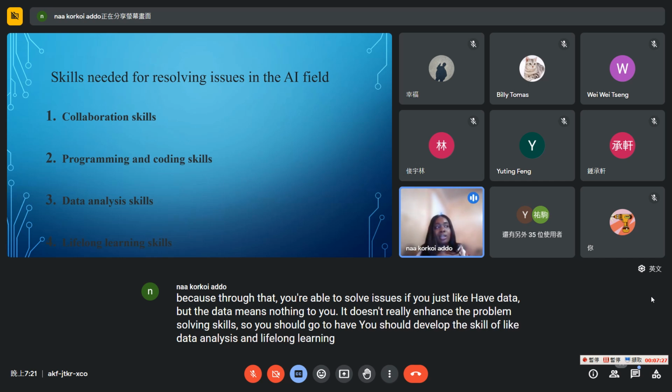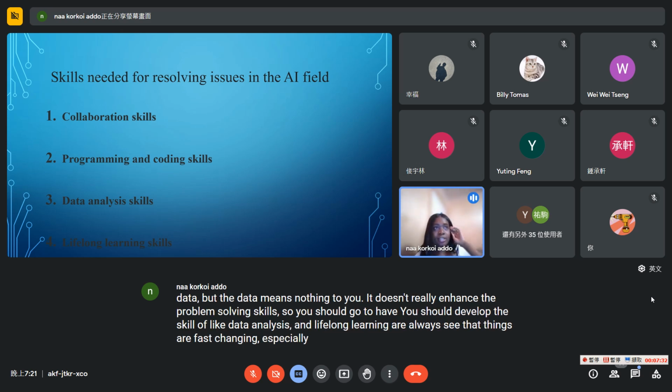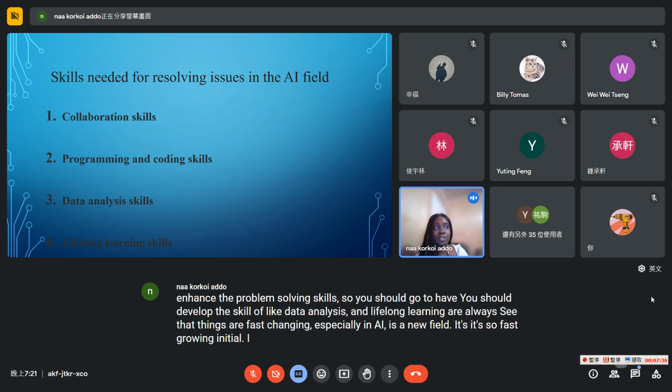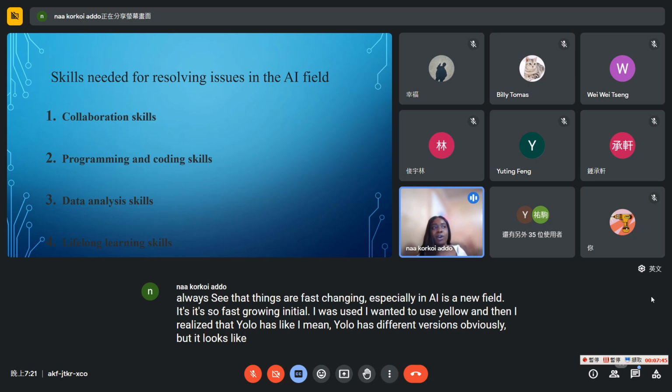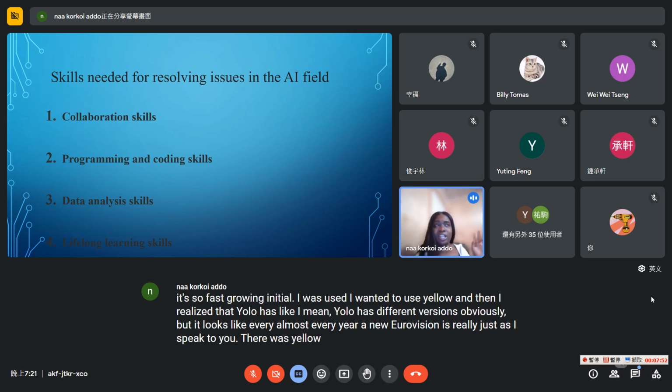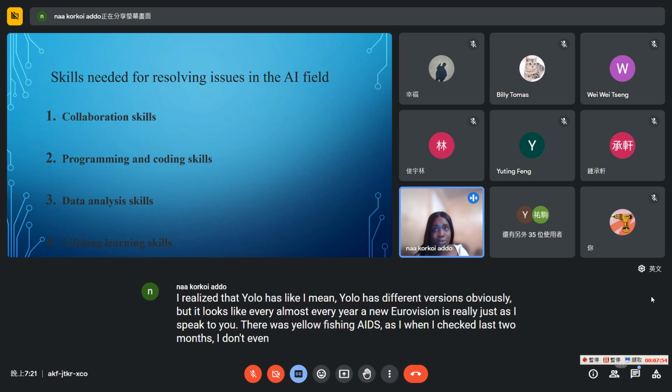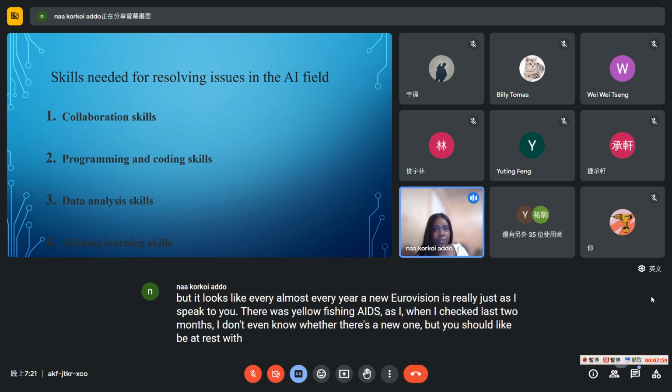I would always say that things are fast changing, especially in AI. It's a new field. It's so fast growing. Initially, I wanted to use YOLO, and then I realized that YOLO has different versions, obviously, but it looks like almost every year a new YOLO version is released. As I speak to you, there was YOLO version 8. When I checked last 2 months, I don't even know whether there's a new one, but you should be abreast with the happenings in your field.